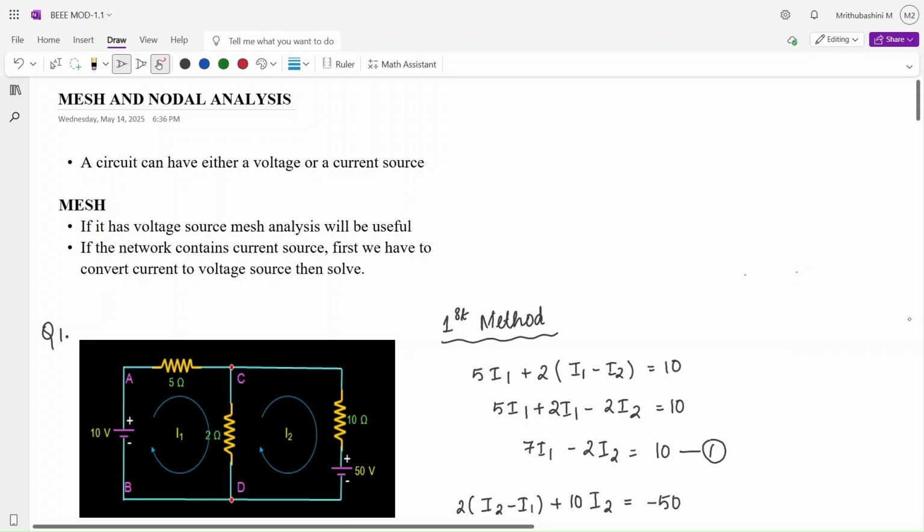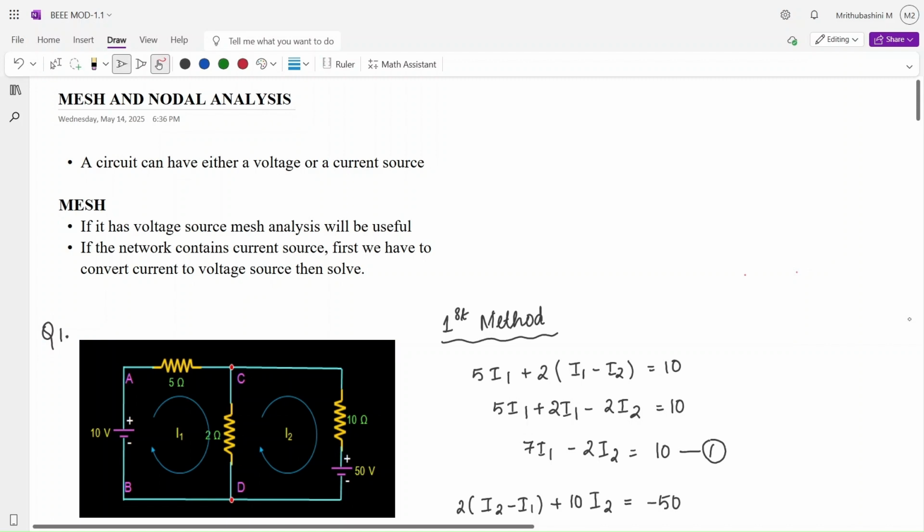In today's lecture, we'll talk about mesh and nodal analysis and also about supernodes. So let's get started. Basically, a circuit has two sources. One is a voltage source, another one is a current source. If a circuit has a voltage source, then it's better to use mesh analysis, and if a circuit has a current source, then it's better to use nodal analysis.